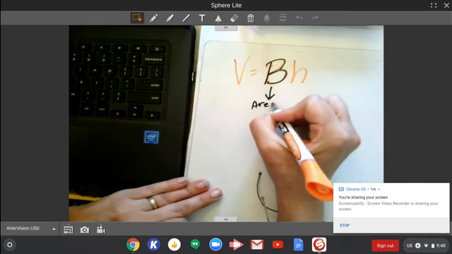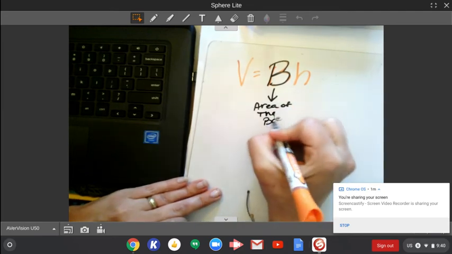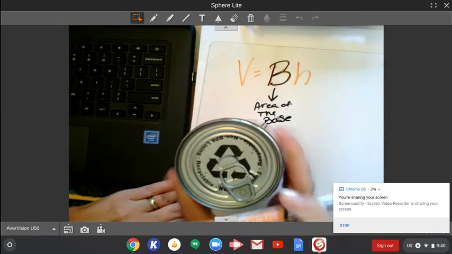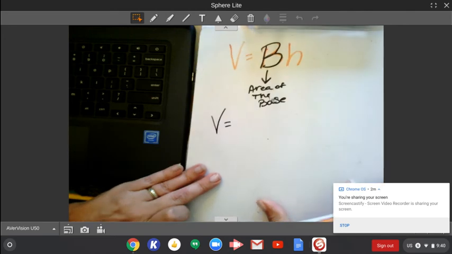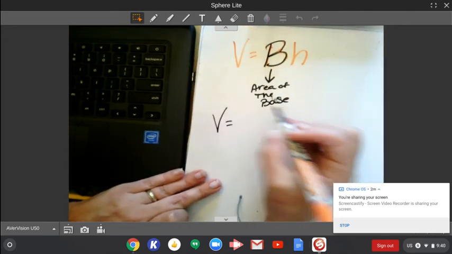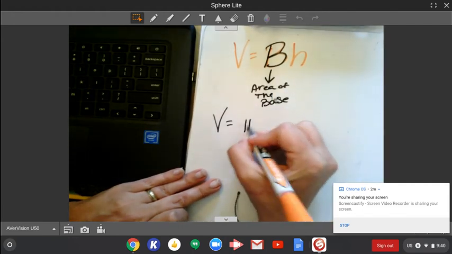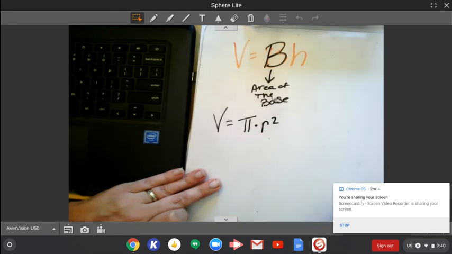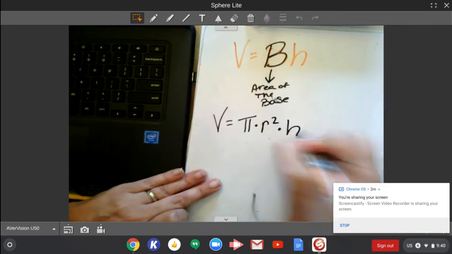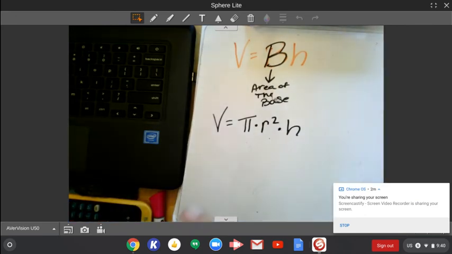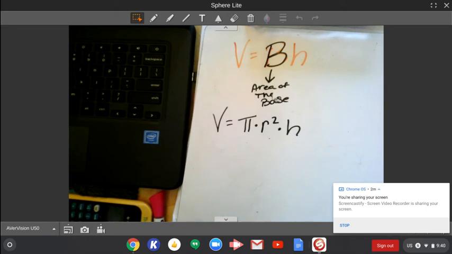So this is the area of the base. So what is the area of the base? Well, the base is a circle. What did we do yesterday? We learned about area of a circle. So what I'm going to do is write a better formula for you that's easier to use. Instead of big B times H, I'm going to write out pi times the radius squared, since the area of the base is a circle, times the height. This is going to be real easy today. All you're going to do is plug in numbers into the formula, make sure you round to the right decimal place. So let's look at our examples here.